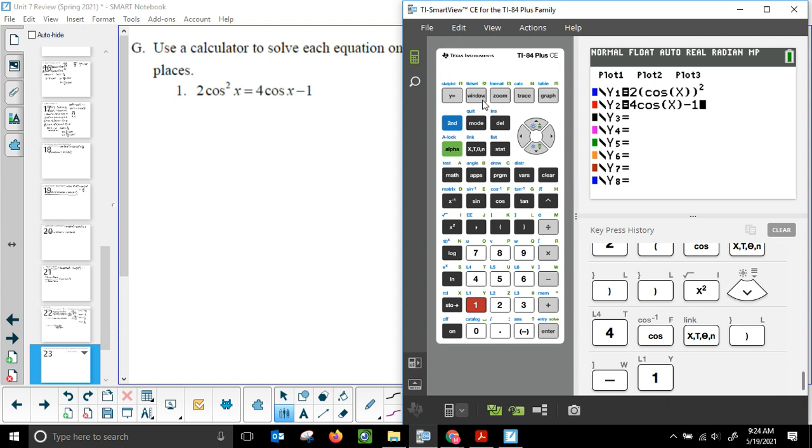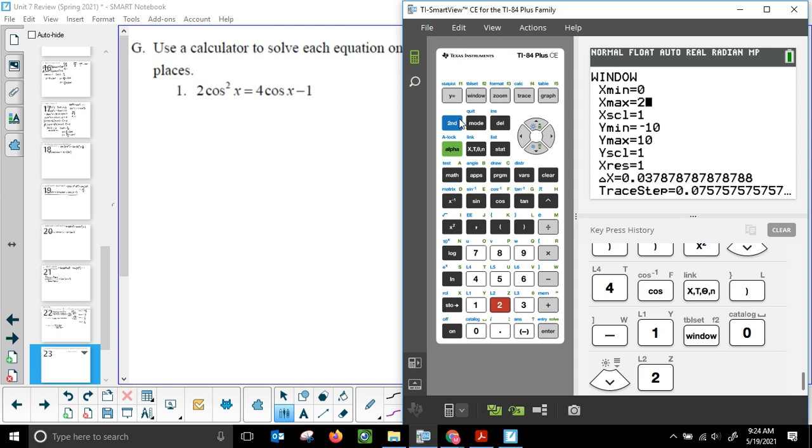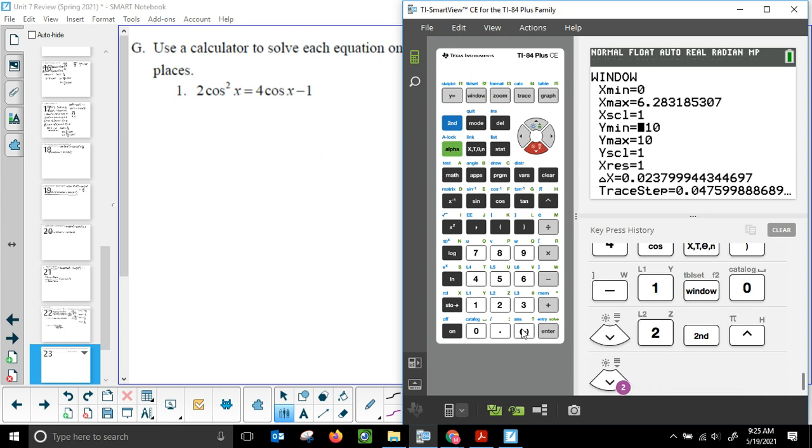All right. Now, we do want to be careful here. We want to go to our window. It said we only care about solutions between 0 and 2 pi. So put your x's between 0 and 2 pi. All right. Now, 4 cosine x is going to have an amplitude of 4, so it's going to go between -4 and 4. So you're definitely going to want to go somewhere a little bit higher than that just to see. All right. Now we can graph.